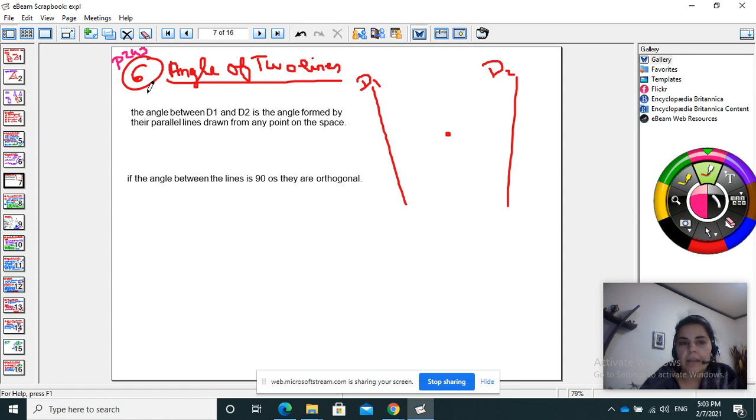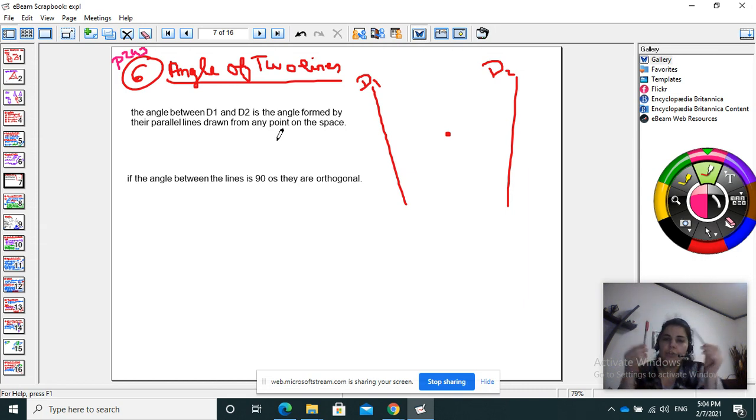So how we find an angle of two lines. How we're going to find the angle between two lines. So they said here, the angle between D1 and D2, if I look at my figure, is the angle formed by their parallel lines drawn from any point in the space. Now, if I have those two lines like this, it's impossible to measure the angle between those two lines. I need to move those lines in a way to see the intersection. Then now I can measure the angle.